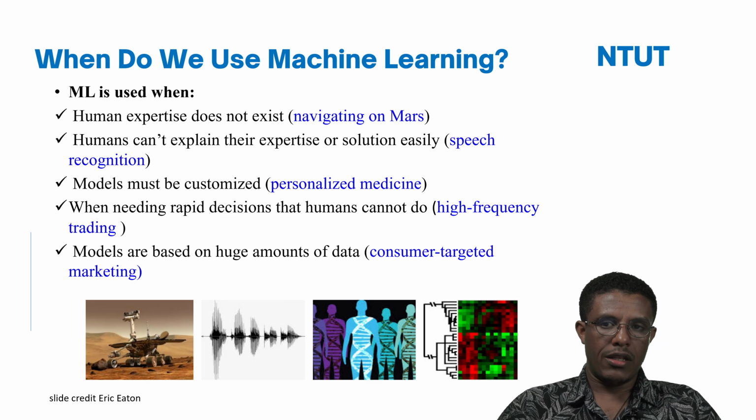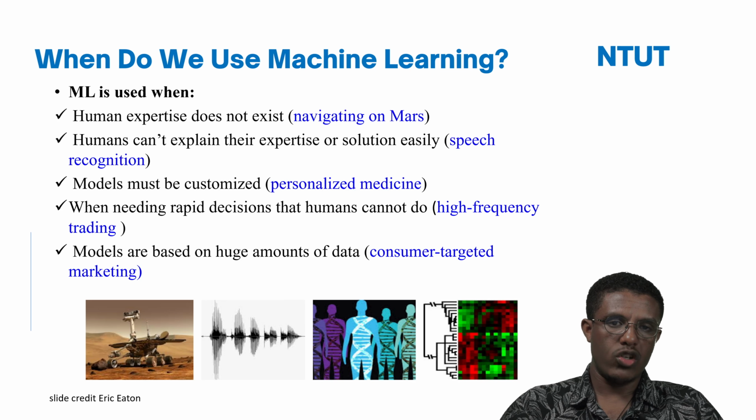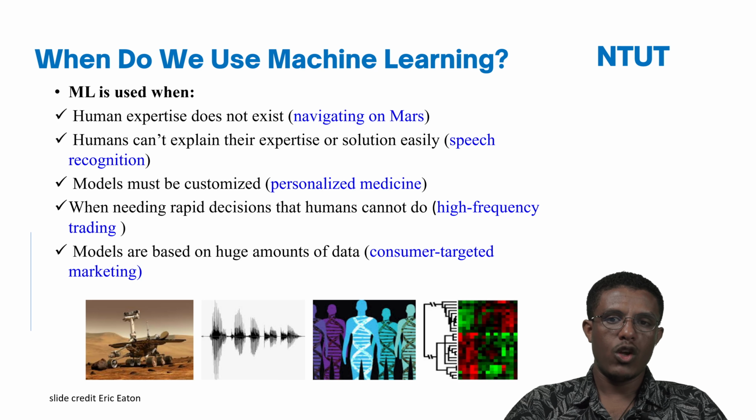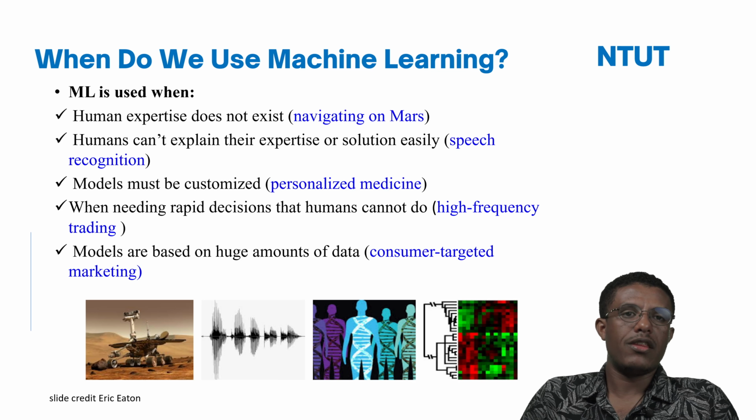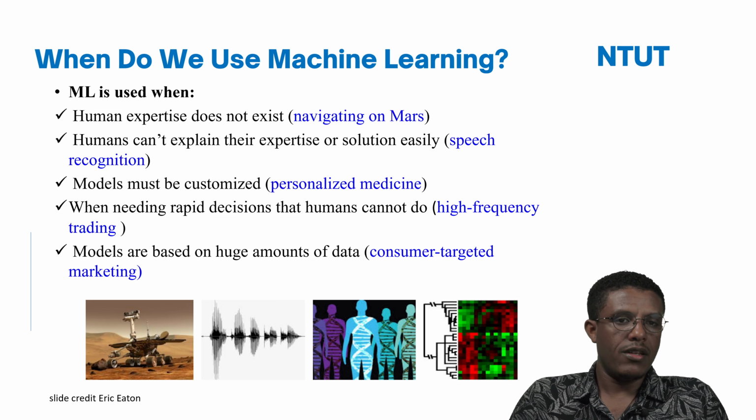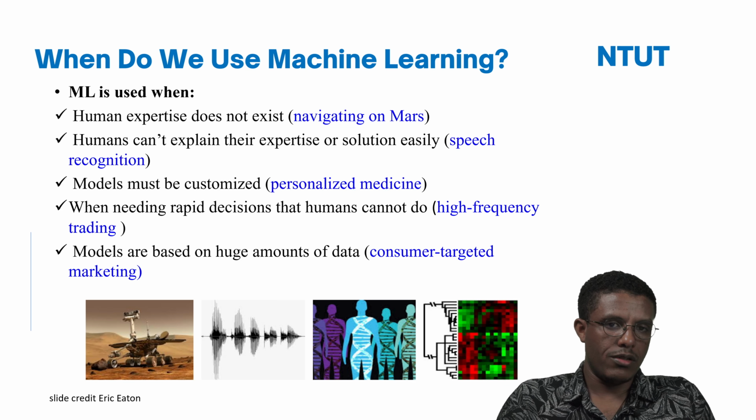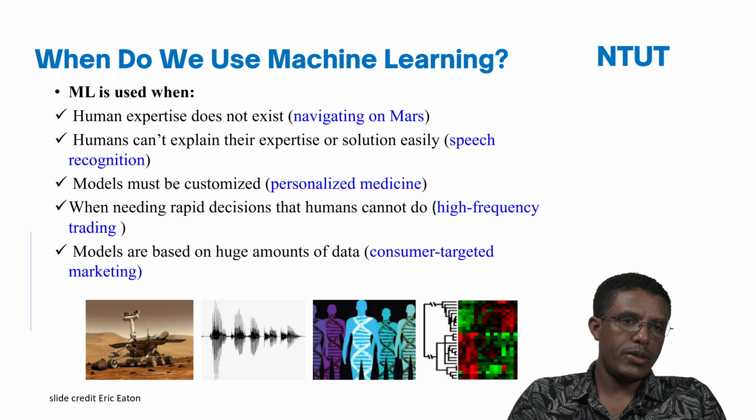Another case where machine learning can be more important is when humans cannot explain their expertise or solutions easily. For example, in speech recognition, human beings cannot easily explain how they understand speech, so machine learning can understand speech more than humans can. At this time, machine learning is more important than human beings, especially in speech recognition.